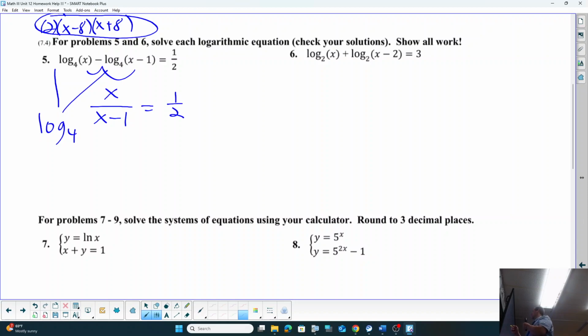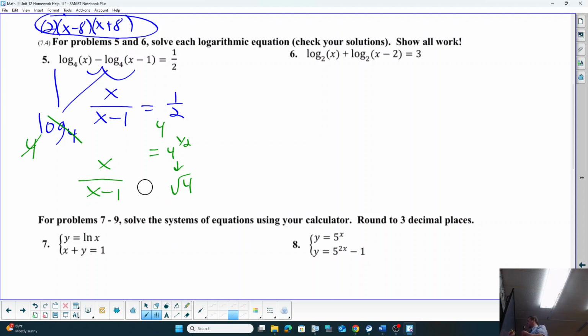How are we going to do base 4 to the other side? We shove the base 4 underneath it. If you do it on one side, you have to do it on the other side. Wayo. So now we get 4 to the half power. Well, 4 to the half power is the same as the square root of 4, which is just 2. Okay, so now we have x over x minus 1 is equal to 2.